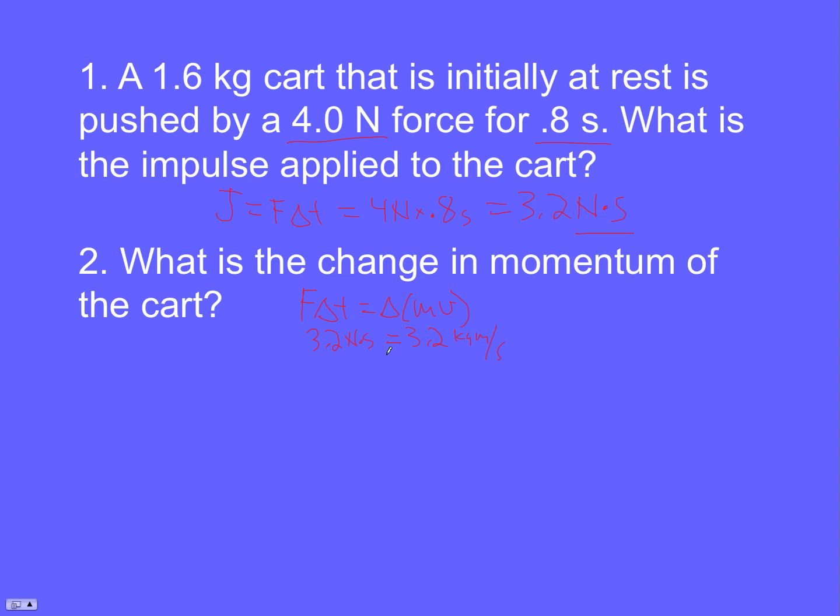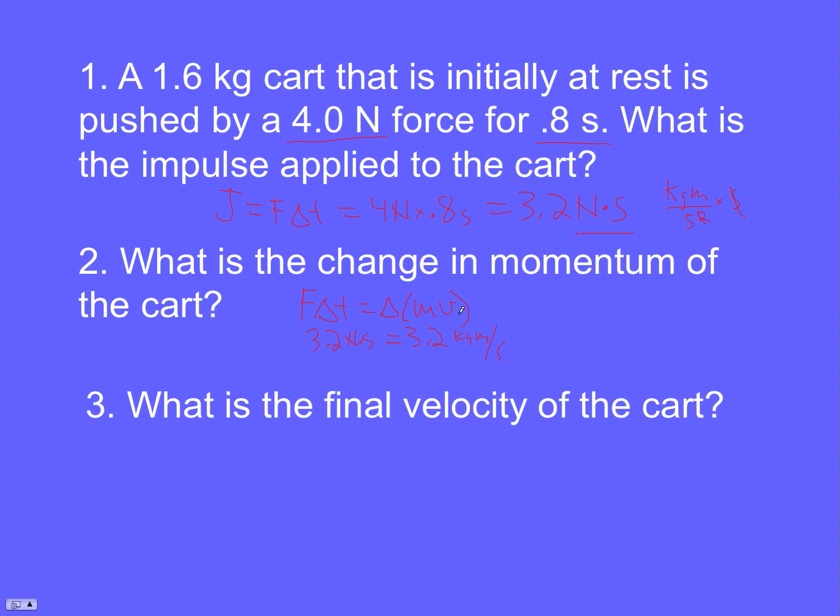Now you might say, wait a minute, Newton seconds, that's not kilogram meters per second. It is. A Newton is a kilogram meter per second squared, mass times acceleration. If I multiply that by seconds, I get kilogram meters per second.